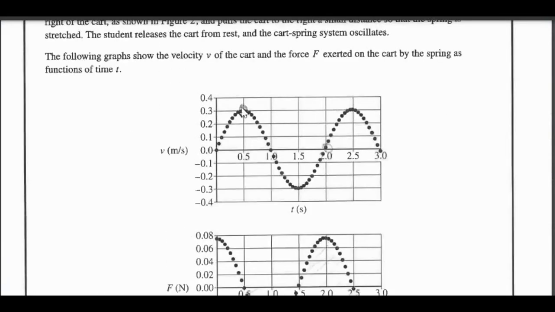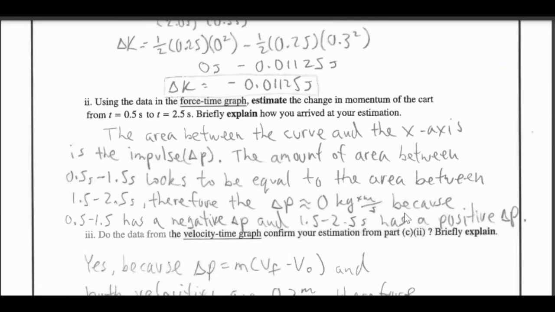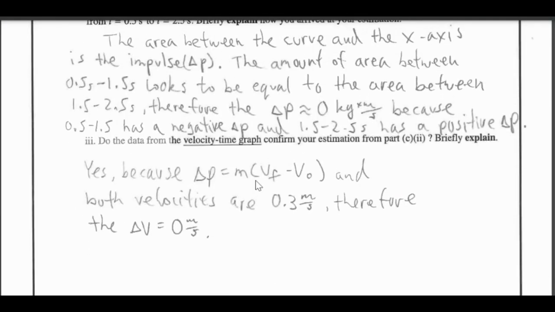So here's 0.5 to 2.5. They're both at 0.3, so there is no change in velocity. So my delta P, my impulse, is mass times change in velocity. And if my change in velocity is 0, that means my impulse or change in momentum also has to be 0 because the mass doesn't change.